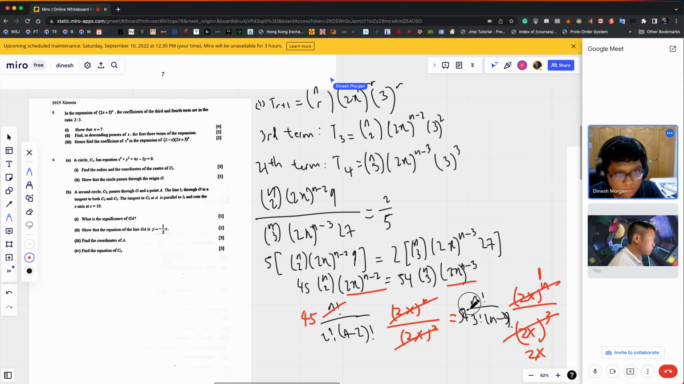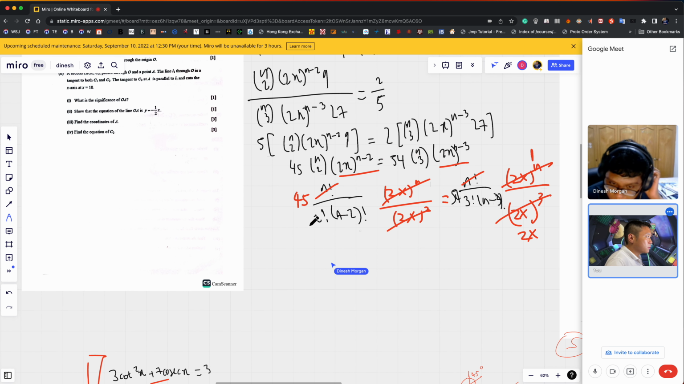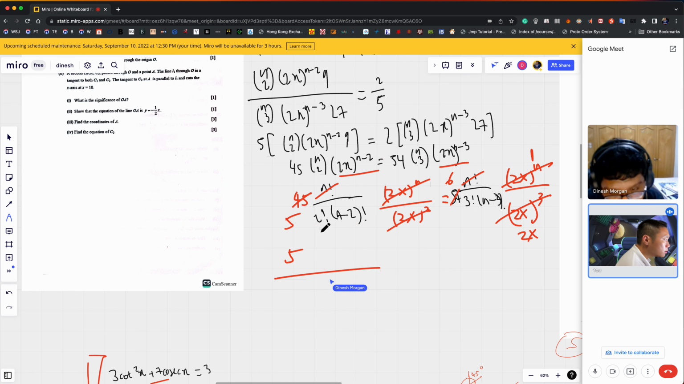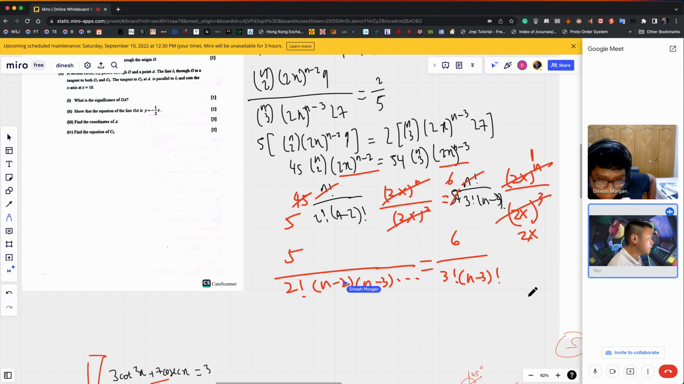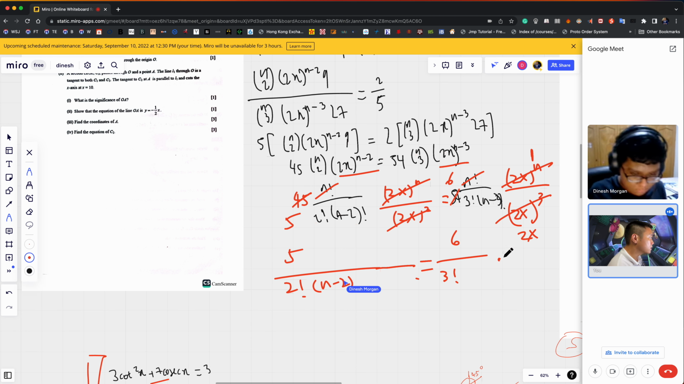I think you can see that your n factorial, you get rid of it also. Probably you want to tidy up this, and you can divide by 9 is 5, you can divide by 9 is 6, right? So it's 5. So if you tidy up a little bit, this is 2 factorial, then this is n minus 2, then this is n minus 3, and then continue, right? Then this is 6 on top, and then this is 3 factorial, this is n minus 3 factorial, right? Then I hope you can see this n minus 3 factorial and n minus 3 factorial, you cancel it also, right? So in a way, it's very tidy after this.